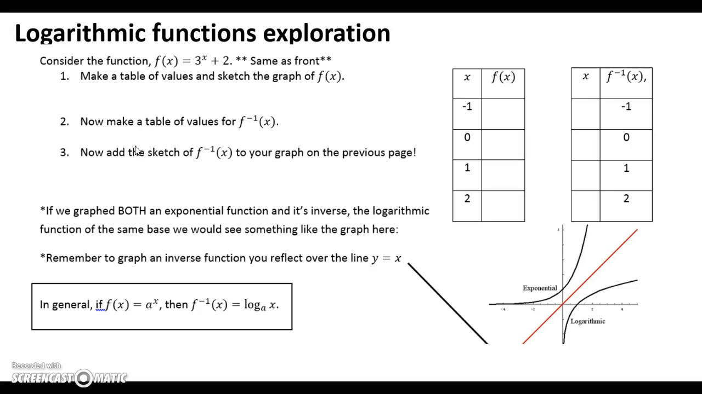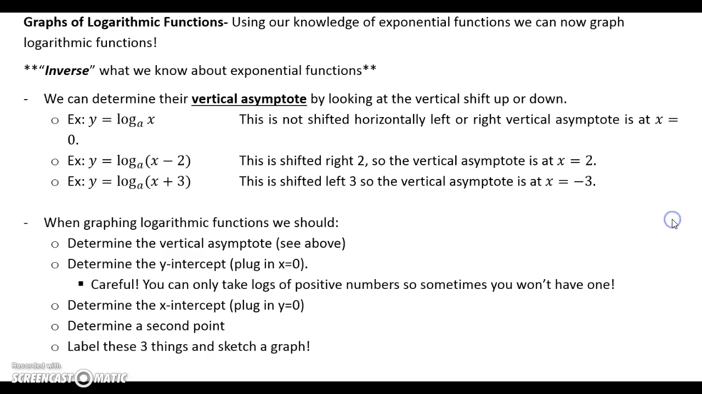So again, if we graphed both of these at the same time, you would see the exponential function, the line y equals x, and the logarithmic function. Notice that if you have some exponential function, the inverse is going to be a log with that same base. Okay. So graphs of logarithmic functions inverse what we know about exponential functions. Now there's going to be a vertical asymptote, found by looking at the shift. Instead of a horizontal asymptote, we now have a vertical.